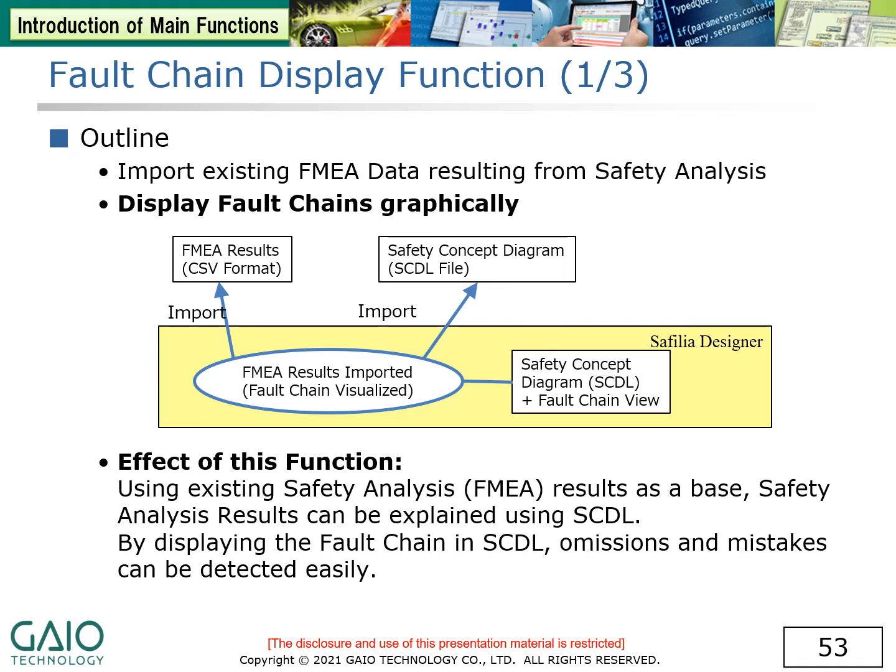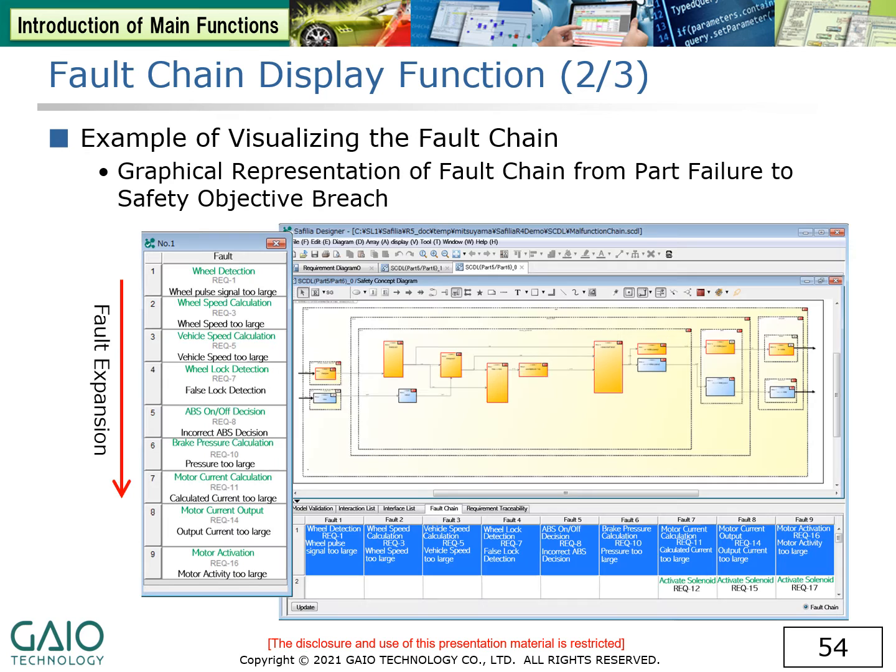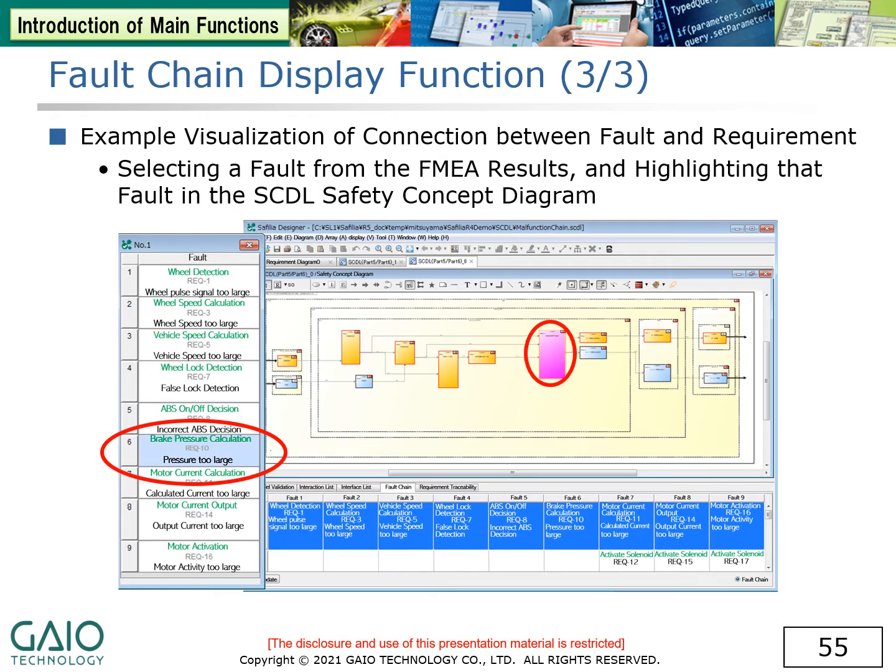The fault chain display function allows graphical representation of the results of safety analysis and FMEA analysis, which can be imported in CSV format. Portraying these results in the SCDL format enables clear explanation so that omissions and mistakes can be detected easily. Here is an example of a fault chain. The graphical representation allows easy identification of the connection from the part failure to the safety objective being breached.